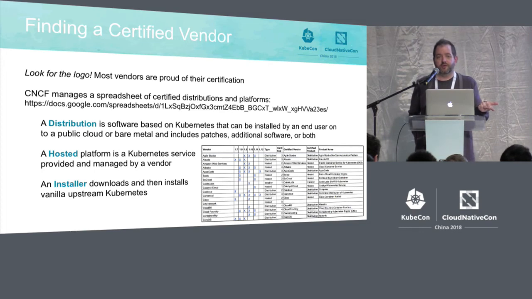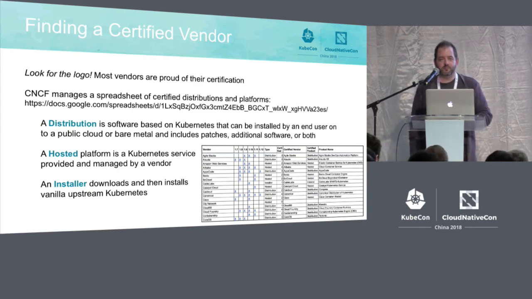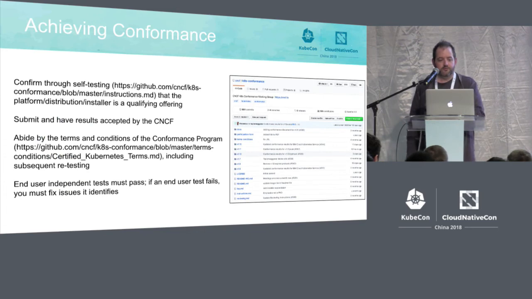So how do we find a certified vendor if we want to use a platform? Look for the logo. Most of the folks who participate in these programs, they are saying it loud and proud, right? I have a CKA shirt because I'm a CKA, right? So CNCF also manages a spreadsheet. So if you want to look up a particular version, a particular vendor, they're going to give you all sorts of information. For platform vendors who want to achieve conformance, there's a GitHub repo that you can confirm your conformance through self-testing. So submit the results and have them accepted by the CNCF.